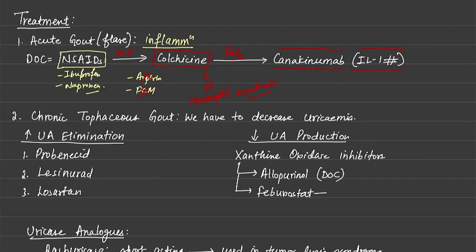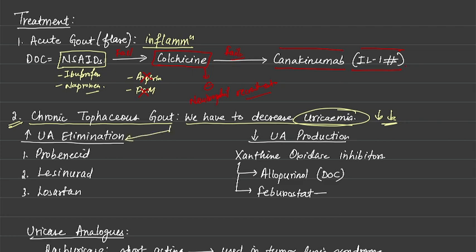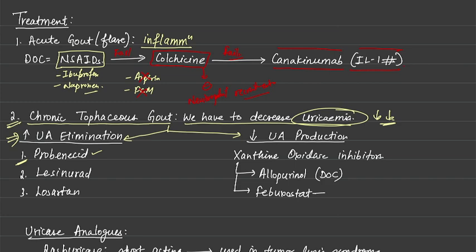Now, as far as chronic tophaceous gout is concerned, here the main problem is hyperuricemia. Here we have to decrease hyperuricemia by whatever means we have. We can decrease hyperuricemia by two methods. First, we use drugs which increase uric acid elimination. First of them is probenecid. We remember it from second year of pharmacology. Probenecid is used. Second is lesinurad.